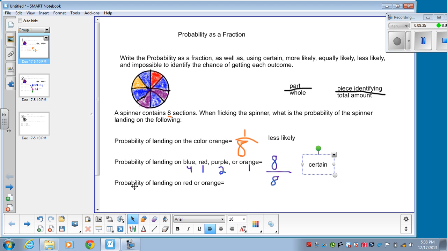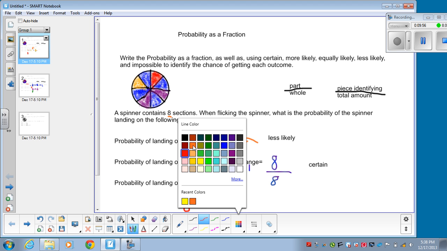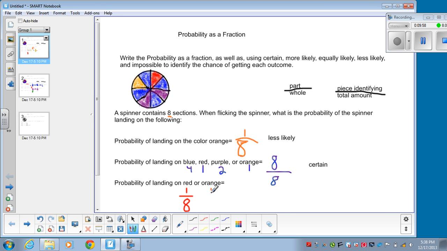Now, the probability of landing on red or orange. Let's think back. What's the probability of landing on red? How many reds are there? 1 out of a total of 8. How many oranges are there? 1 out of a total of 8. What do you notice about these two fractions? Do they look the same? Do they look different? Or you have no clue?